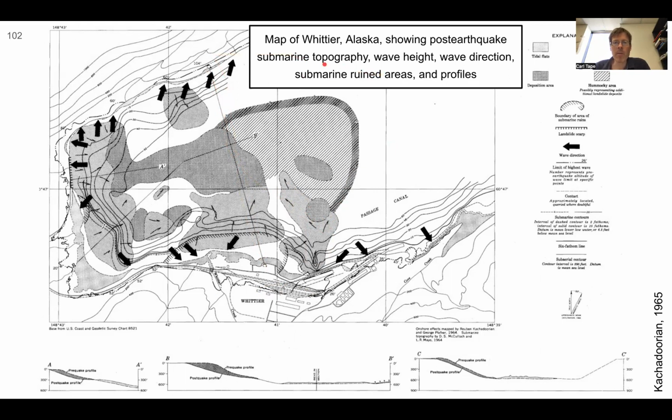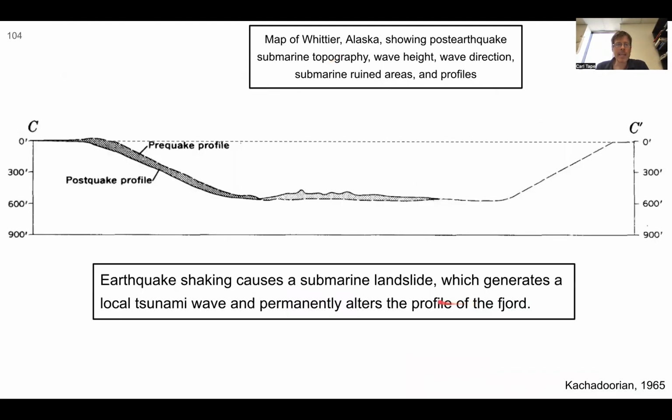Post-earthquake submarine topography. So after all these landslides, you have a new kind of bathymetry, wave height, wave direction, submarine ruined areas, and profiles. So here's a profile across the fjord here from C to C prime, and you see the pre-earthquake profile and post-earthquake profile. We'll zoom in on this, and you see that before it looked like this, and all this land through the shaking of the 1964 earthquake let loose.